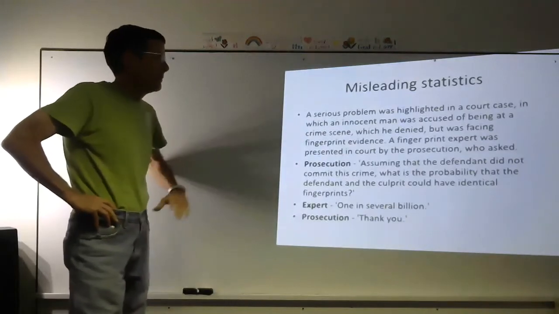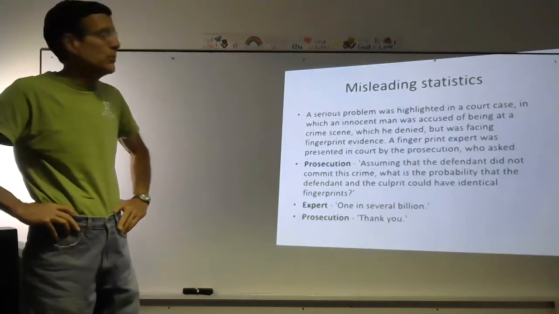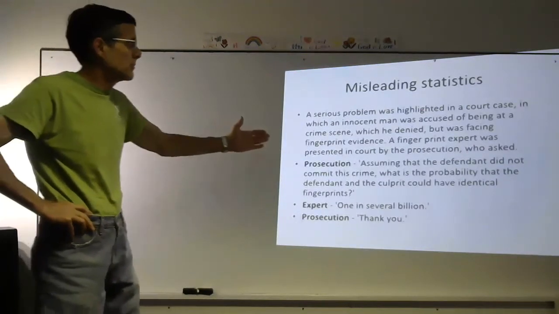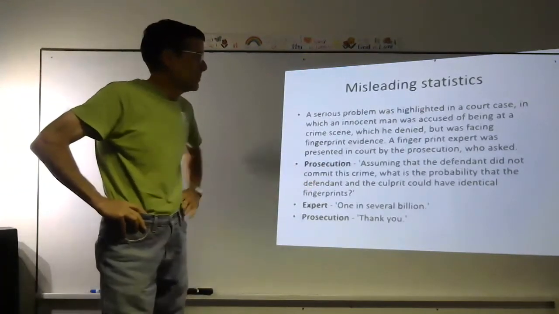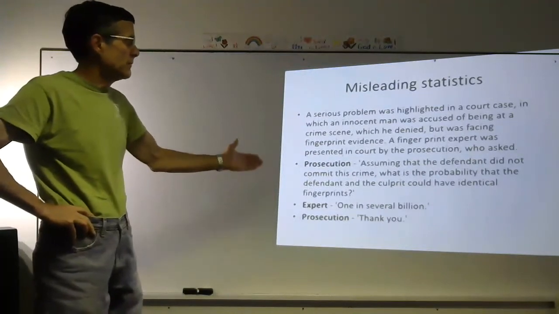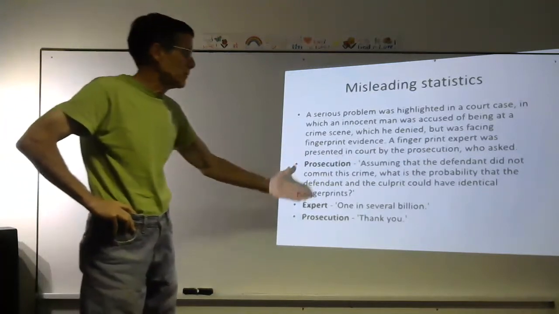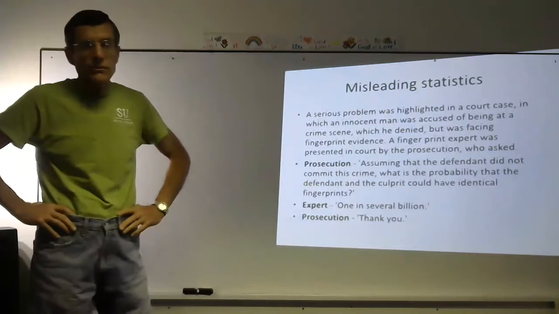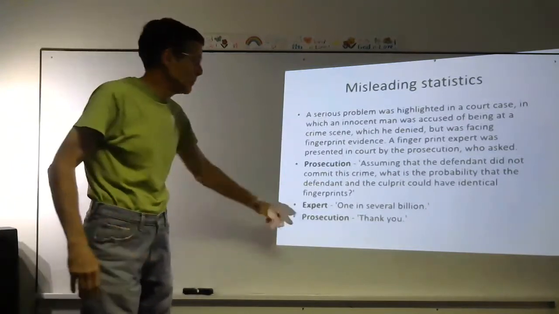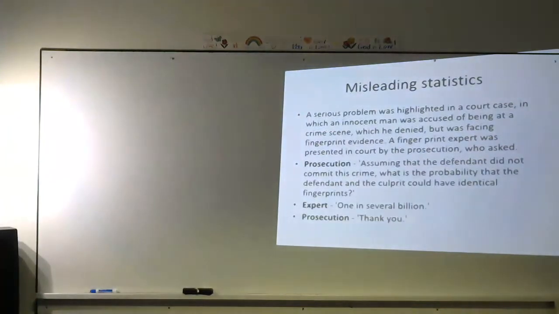An innocent man was accused of being at a crime scene. He denied it, but he was facing fingerprint evidence. An expert was called by the prosecution: assuming the defendant did not commit the crime, what is the probability the defendant and the culprit could have identical fingerprints? The expert said, 1 in several billion. They're just not going to have the same fingerprint. That solves it, right? Or does it?